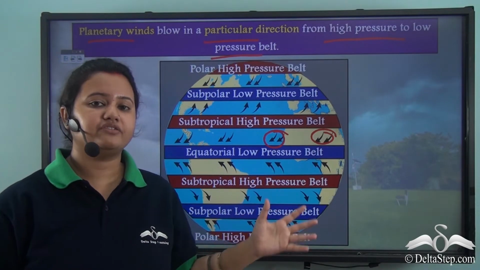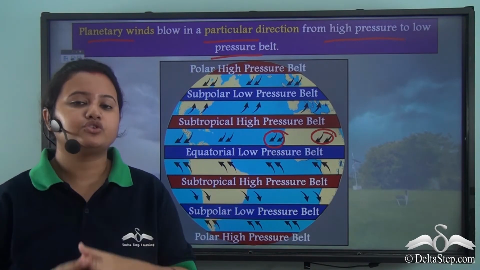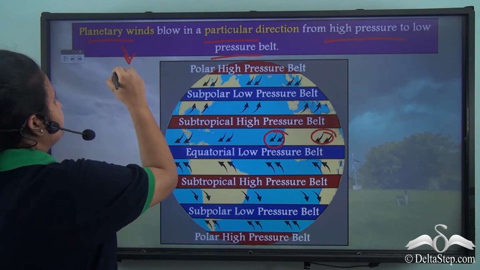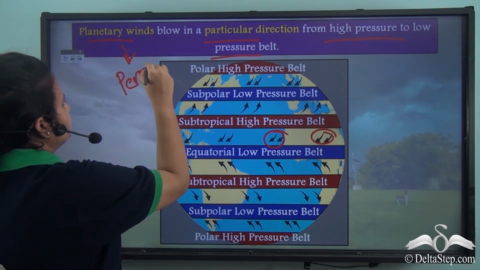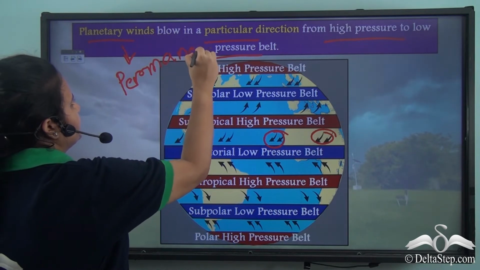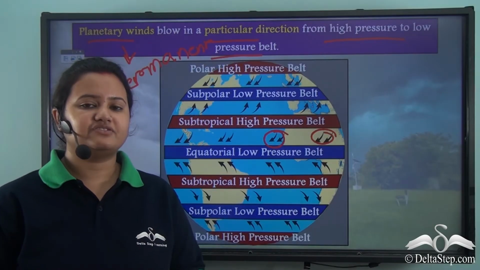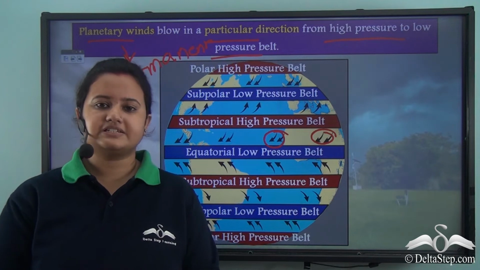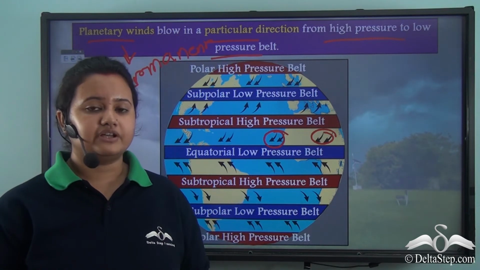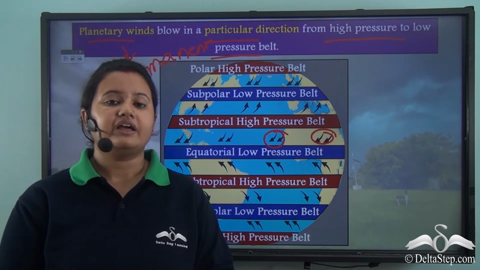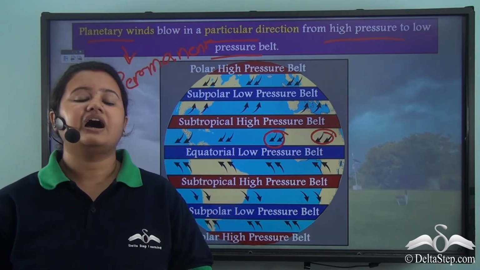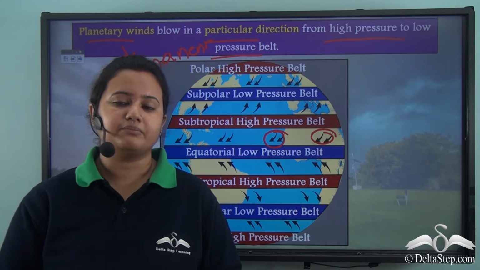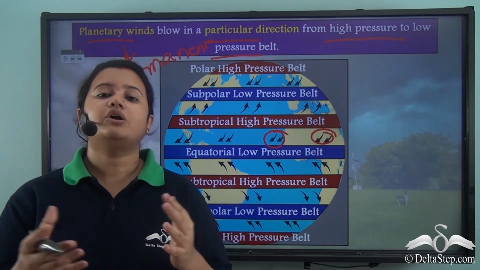In fact, these planetary winds follow this particular direction throughout the year, and due to this reason, planetary winds are also known as permanent winds, because these winds never change their direction. Now, permanent winds are of various types. Since permanent winds follow a particular direction, these planetary winds are named after the direction in which they blow. We will now discuss various types of permanent or planetary winds.